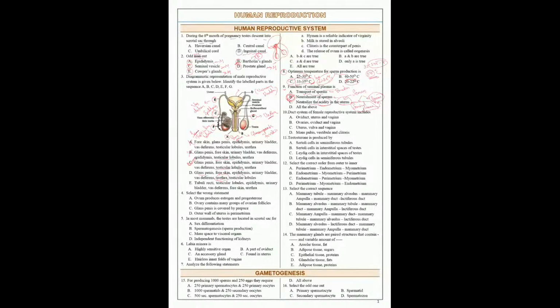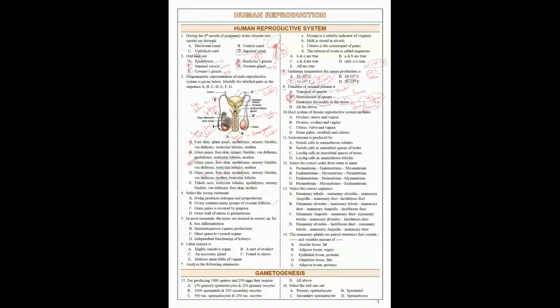Next, fourth question. Select the wrong statement. Ovum produces estrogen and progesterone. Estrogen is produced by the ovary, and progesterone is produced by the ovary, not the ovum. So this is wrong. The ovary contains many groups of ovarian follicles, correct.